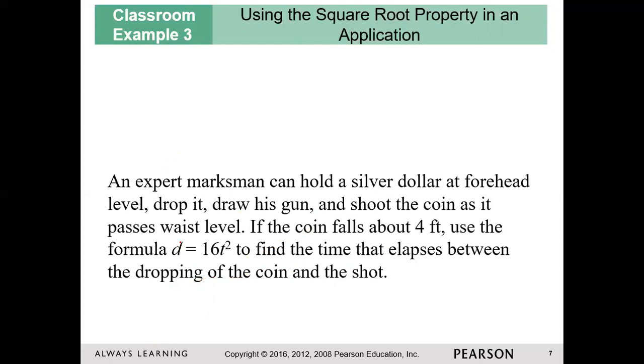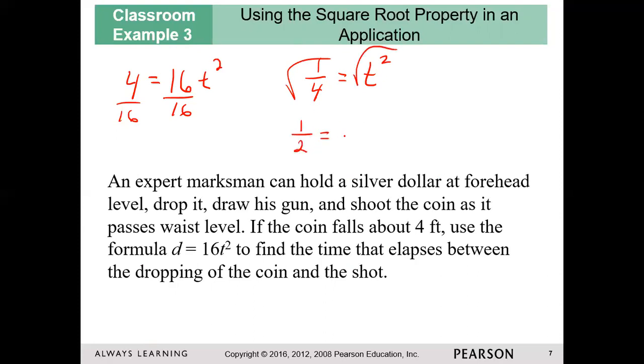So this says the distance is going to be 4 feet. So we're going to just substitute 4 in for D because that's how far the coin is falling, is equal to 16t squared. And now we've got to divide by 16, divide by 16. That'll give us 1/4 is equal to t squared. And then you take the square root of both sides. And that's going to give us 1/2 is equal to t.